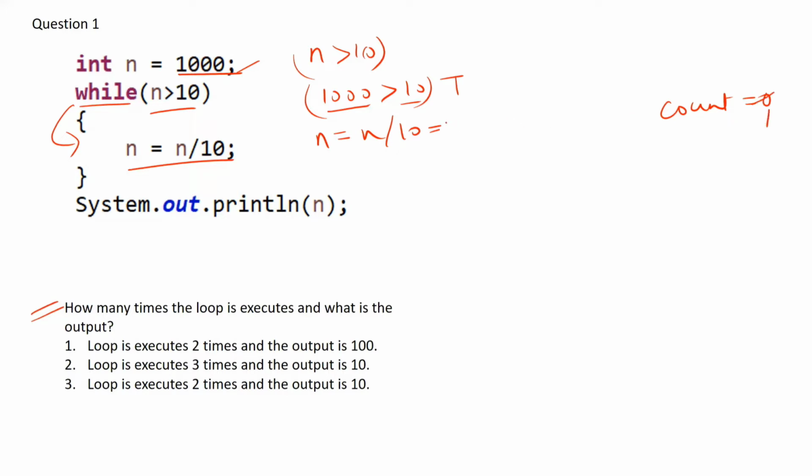And as we know that value of n is 1000, 1000 divided by 10 will be 100. So now the recent value of n is 100. Again, we will be testing the while loop condition and we will see that 100 is greater than 10. As 100 is greater than 10, the condition becomes true. And again, we will be entering this while loop. And as we enter the while loop, we will increase the count by 1. So it will become 2.